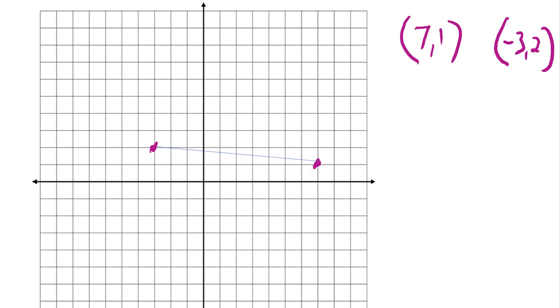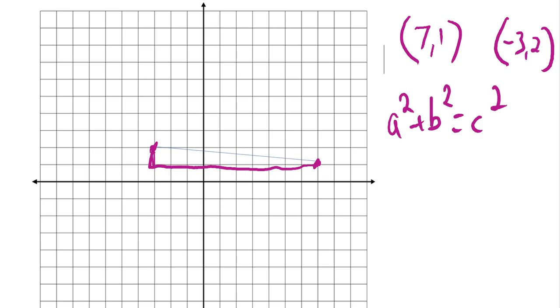All right, so for the distance, we can make this into a right triangle. We could go from here to here, or we could have gone up and then to the left. The distance from here down is 1 unit. That's going to be 1 squared. The distance over, 1, 2, 3, 4, 5, 6, 7, 8, 9, 10. That's 10, so that'd be 10 squared. That'd be equal to c squared.